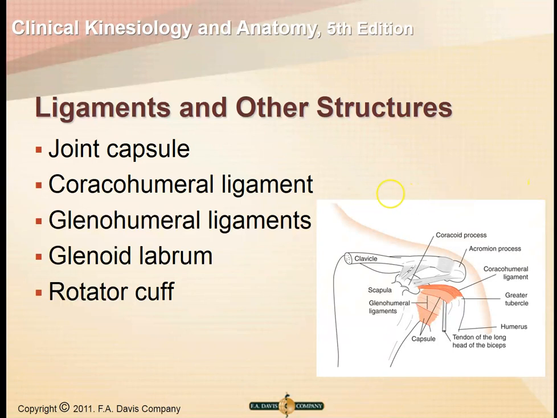Some other important ligaments are the coracohumeral ligament. This attaches from the coracoid to the greater tubercle. It provides strength to the upper portion of the joint capsule. We have our glenohumeral ligaments, which reinforce the anterior portion of the capsule. You actually have several components of those glenohumeral ligaments: a superior, a middle, and an inferior glenohumeral ligament. We already discussed the glenoid labrum in the last slide. That's on the glenoid fossa and provides stability and support to the shoulder. And then the rotator cuff, which we know are muscles that provide stability to the shoulder.